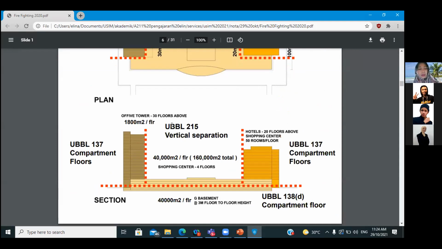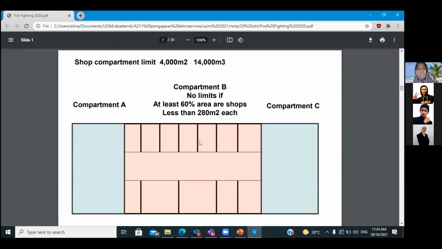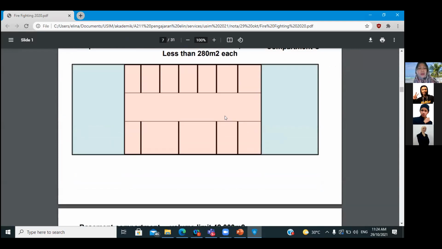This is for you just to understand. The question is very easy sometimes for the professional. They just give you the empty plan like this. The empty plan, compartment A, compartment B, and only a few requirements here and descriptions. 60% area are shops less than 280 meters square each. Okay.